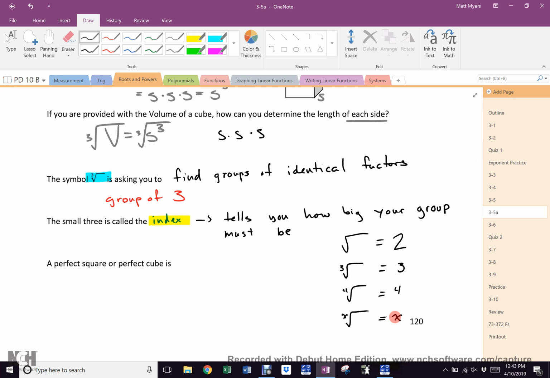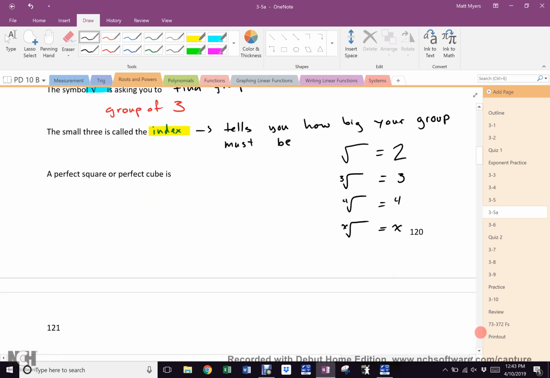Okay? Now, a perfect square, a perfect cube. Now, there's arguments as to the definition of a perfect square, a perfect cube. For you people in the 10th grade, we are going to say a perfect square, a perfect cube is a number with an integer square or cube root. Okay? It's got to be an integer.